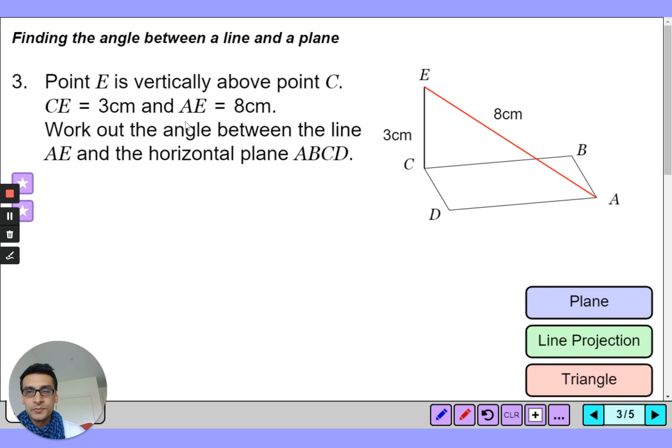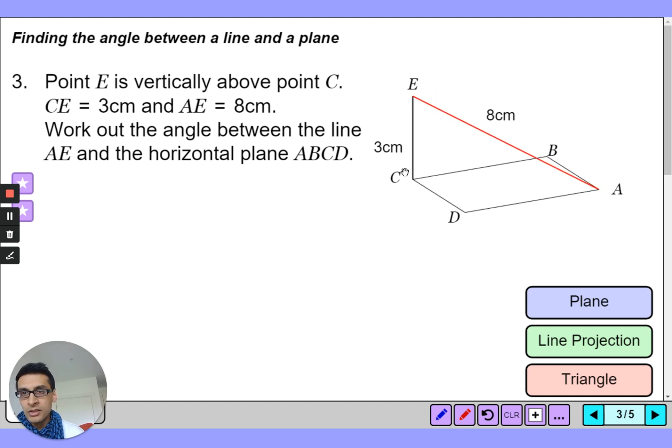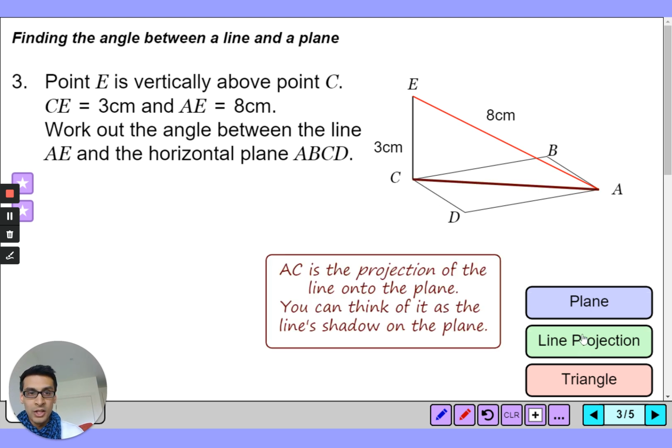Example 3. It looks like a different question, but really it's just a cuboid with some of the edges not drawn. So a question like this might be given in terms of a scenario of, for example, a flag pole or something like that. We know that E is above C. You've been given the other two lengths, which are labeled. Work out the angle between the line AE and the horizontal plane, which is just the base. It's basically the same question. So that is the projection from A to C. There's your triangle, and there's your plane.